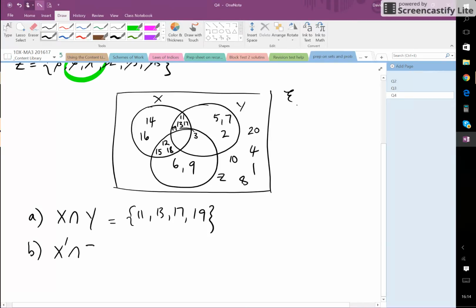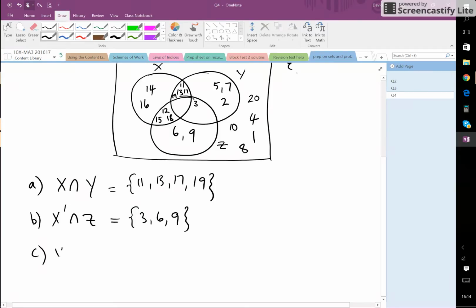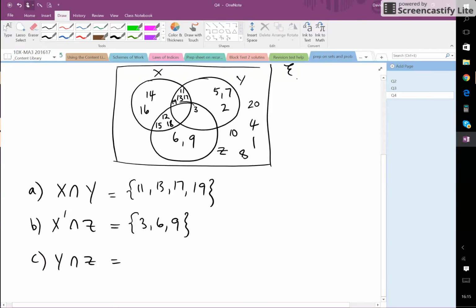So complement of X, intersection with Z. Well, where's not X intersection with Z? Well, it needs to be in Z, which is obviously in this ring, and not in X. Well, everything that's not in X, but is also in that ring, is the 3, the 6, and the 9. So they're not in X, but they are inside that ring. So that's 3, 6, and 9. So that was B. And then C is Y intersection with Z. Now Y intersection with Z is just this bit. So that's just got the 3 inside there.